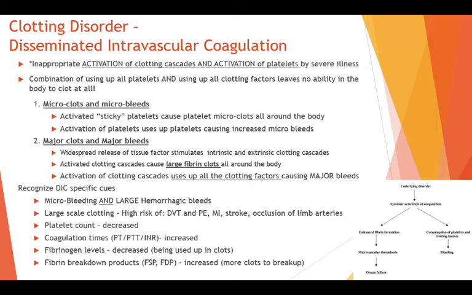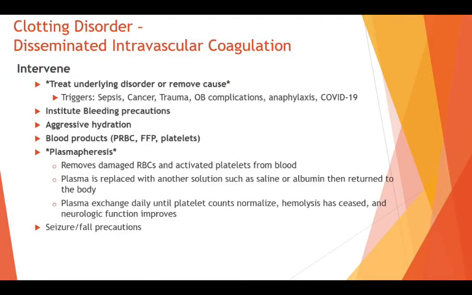So what do you do for DIC? Everything is out of control. You've got clots everywhere, you've got bleeding everywhere, you've got major clots, micro bleeds, major bleeds. They're everywhere. The only thing we can really do is try to treat the underlying disorder that is causing this giant flare-up. I've added COVID-19 to it because COVID-19 is one of our triggers now for DIC. Sepsis, cancer, trauma, all these things can cause DIC. And it's really just kind of a bad luck card, really.